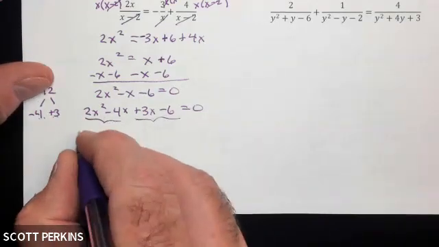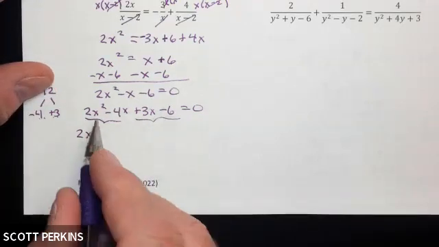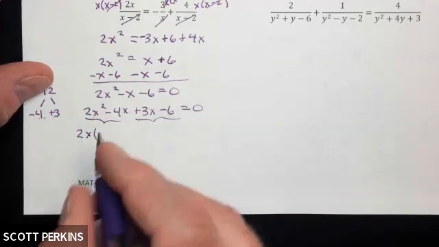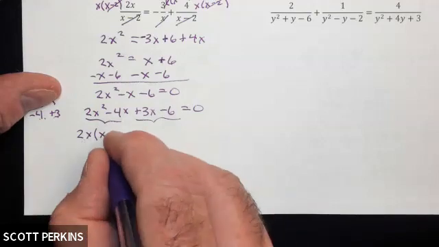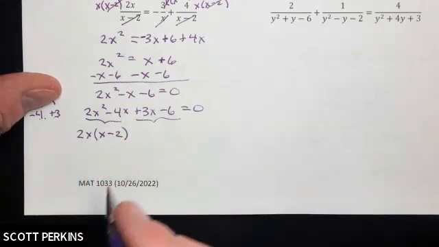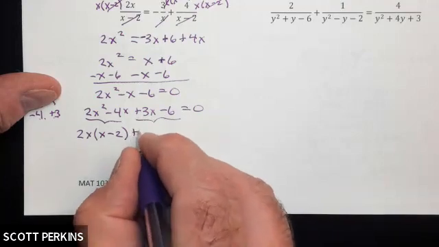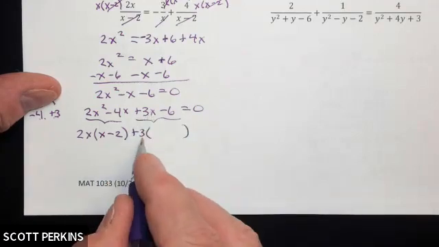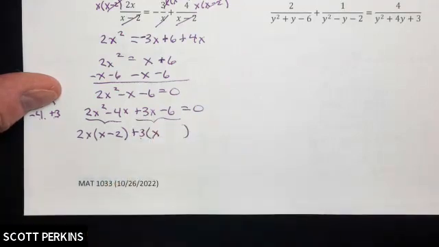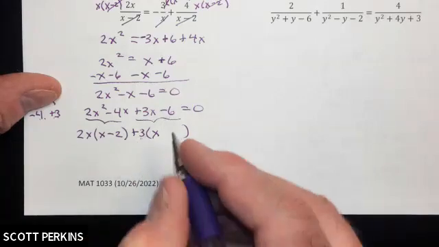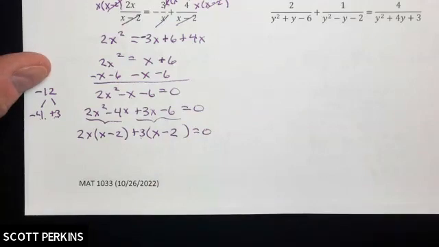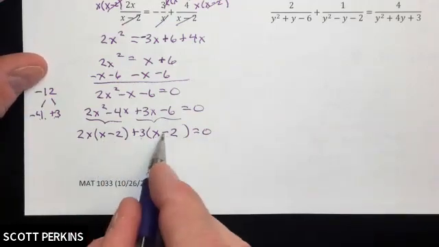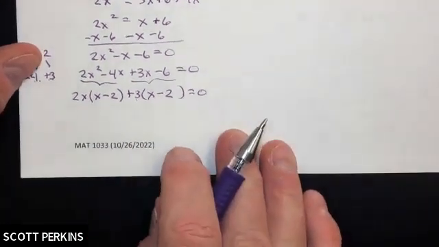And I'm going to take a 2x out of the first 2. 2x squared divided by 2x leaves x. Negative 4x divided by 2x leaves negative 2. And then I can take a 3 out of the next 2 terms. 3x, factor out the 3, leaves x. Negative 6, factor out the 3 is negative 2. The grouping worked. I've got the same thing in parentheses. Okay, we saw this all along.